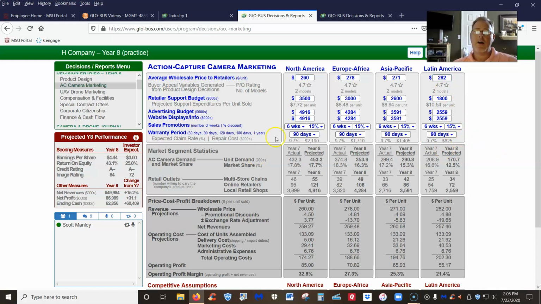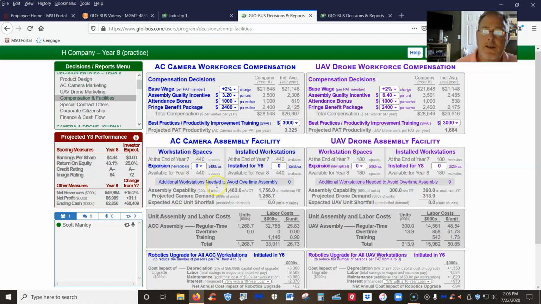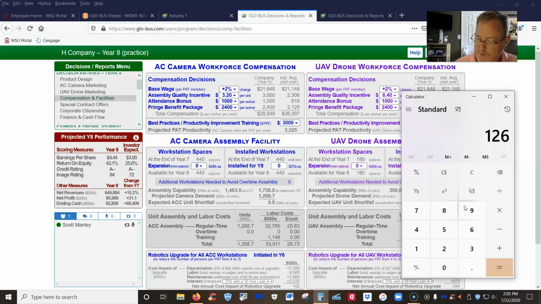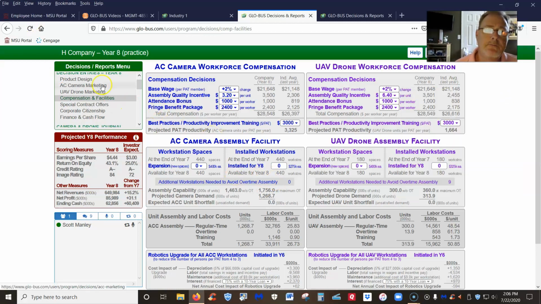Okay. All right, so now I'm at 17.7, 16.3, 15.3, and 12.5% market share. So look at compensation and facilities. And I'm at 1268.7 divided by 1,463,000. So let me do the math on that one last time. 1268.7 divided by 1463. Okay, that's 87% of my factory. Arguably, that might be a little bit too much, but I'm going to leave it there, okay? So leave my price there.